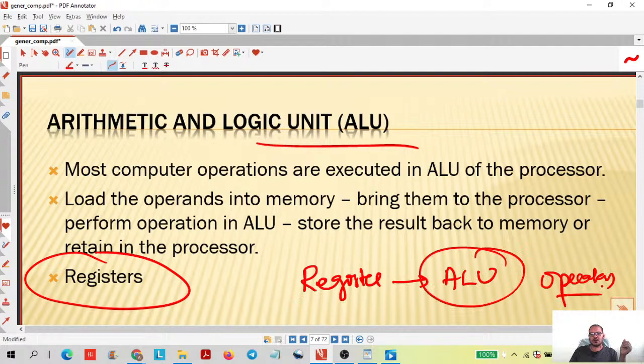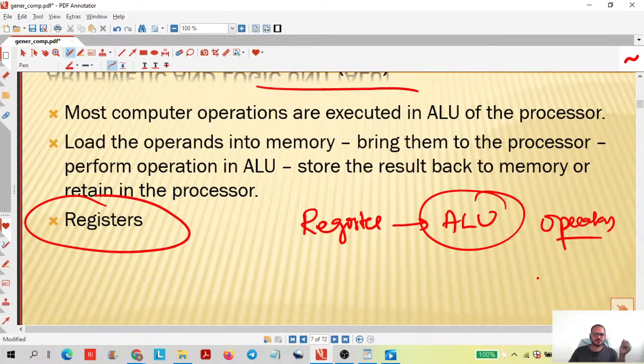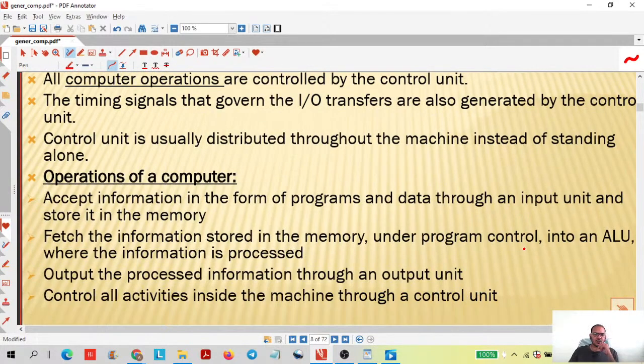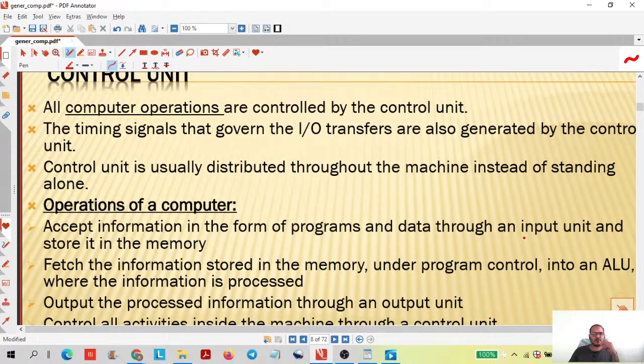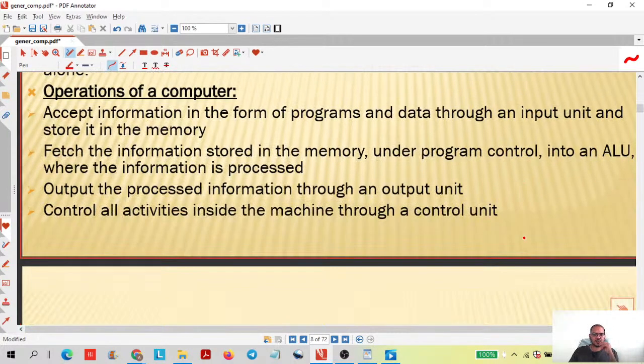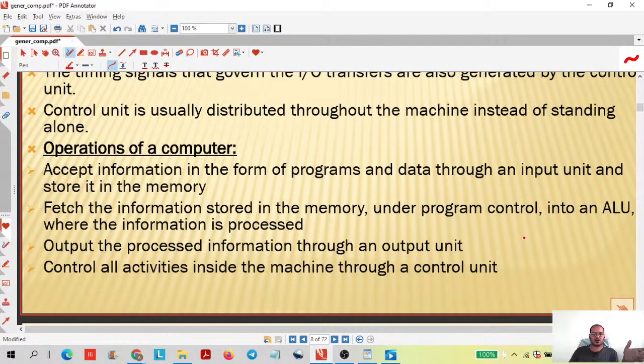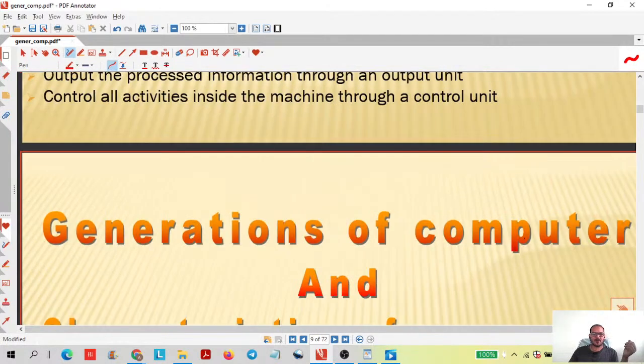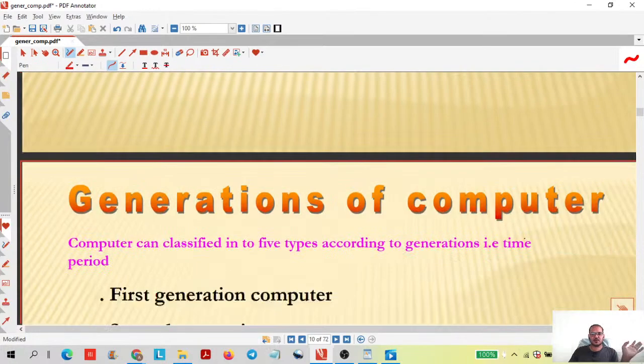Then the control unit performs the main input output operation. It deals with control operation, it controls the data flow from input to output, and it stores the data in the memory. So all these are basics.